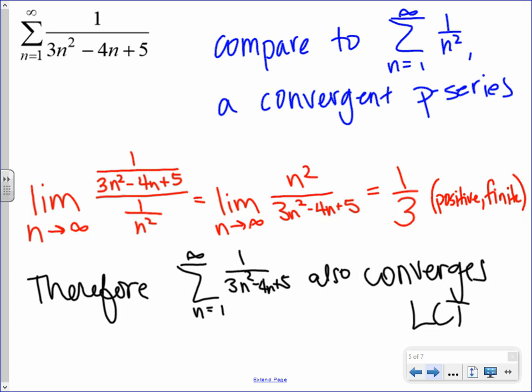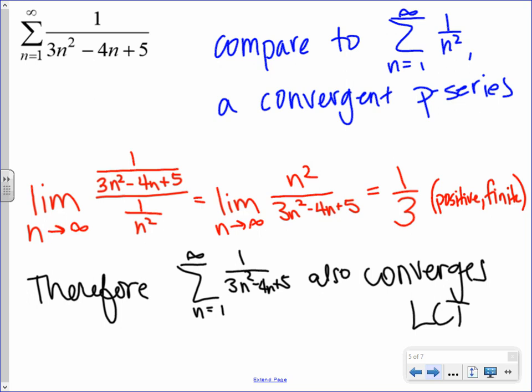Do you see what I mean when 1 over 3n squared minus 4n plus 5 is pretty difficult to compare directly to 1 over n squared? There's a lot going on in that denominator. There's no way for us to just look at it and say, oh yeah, that's smaller than 1 over n squared. How do you know? So when it's complicated in the denominator, it's not obvious to make that direct comparison.